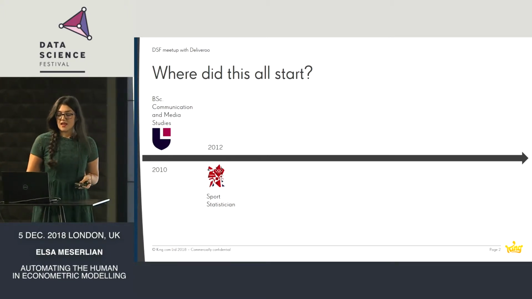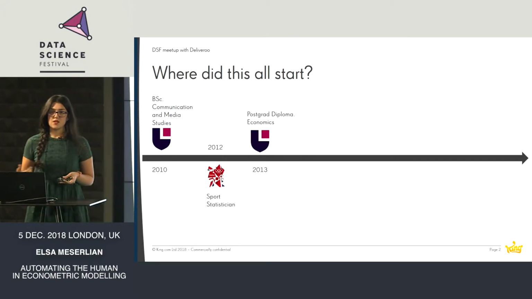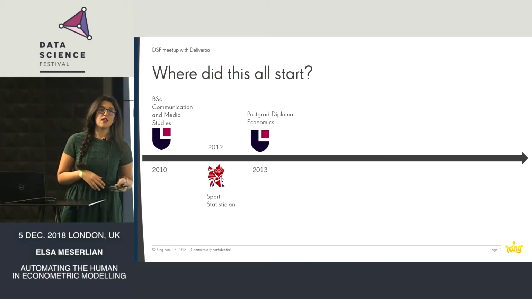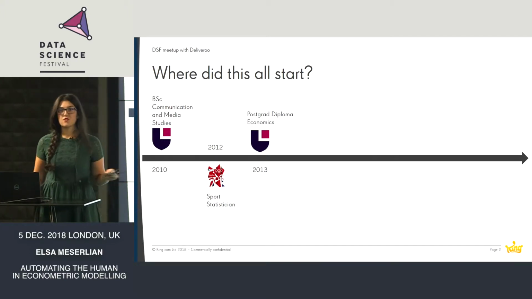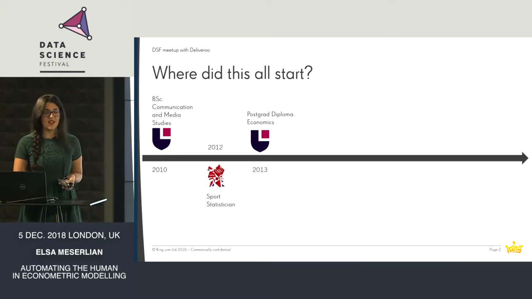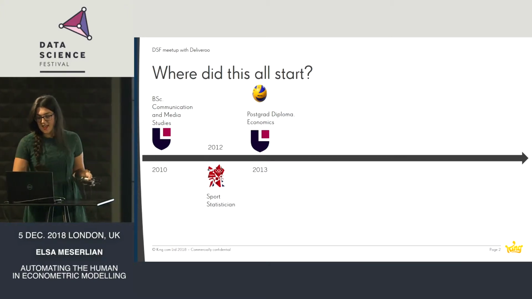So after I did that, I decided to go back to Loughborough and do something called a postgraduate diploma in economics. So this is like a 1-year crash course equivalent that allows you to convert your degree to economics. There's an equivalent one for statistics and math, I believe, but I decided to do the economics one. Mostly because I wanted to go back to Loughborough and play volleyball, not really because of the degree.